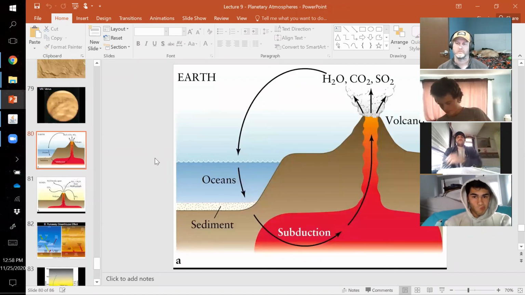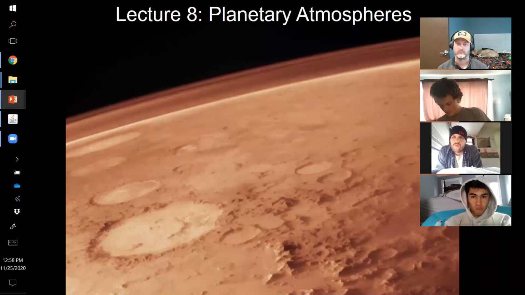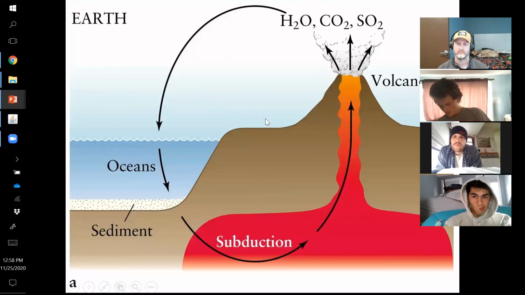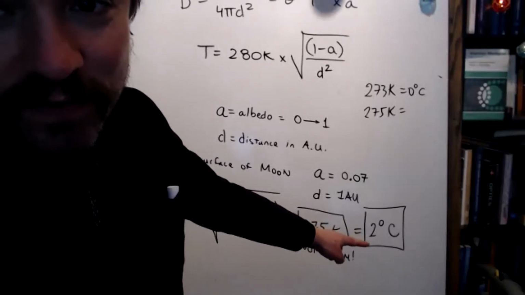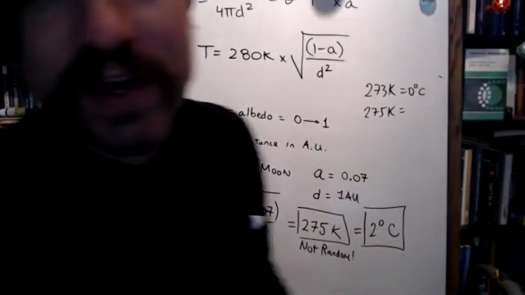Right? See, Earth didn't form with oceans, and Earth didn't form with an atmosphere, but Earth did form with volcanoes. And as the volcanoes pump out water, CO2 and sulfur dioxide, that water is now precisely at the right temperature to condense into a liquid on the surface. It's just above the freezing point. In other words, Earth is barely in the Goldilocks zone.